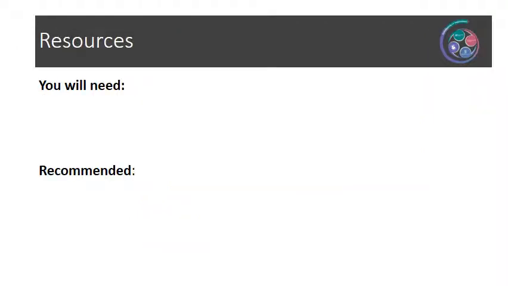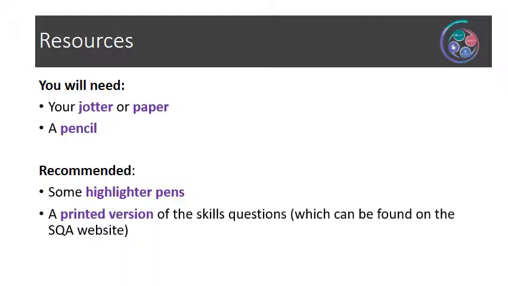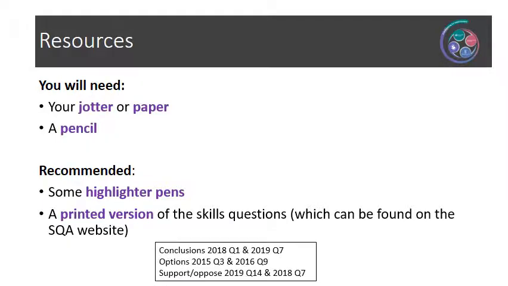There are a range of resources which will be useful for today's session. You will need your jotter or paper, a pencil, and it's recommended that you have some highlighter pens and, if possible, a printed version of the skills questions which we're going to look at today. These can be found on the SQA website and they are highlighted on the screen.